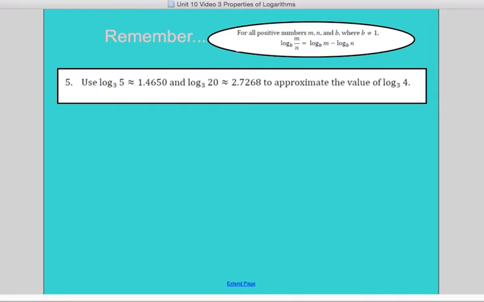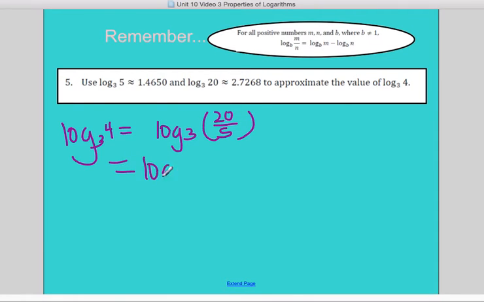Let's go ahead and look at example 5. Okay, it's very similar to our example 1, except now we have log base 3 of 5 and log base 3 of 20, and we want to approximate the value of log base 3 of 4. Okay, big hint is the numbers they give us. We have 5 and 20. With those two, is there any way I can get to 4? 20 divided by 5 will give me 4. So I'm going to rewrite this as log base 3 of 4 equals log base 3 of 20 divided by 5, because 20 divided by 5 is 4. Now I can break it apart with subtraction, because it is division.